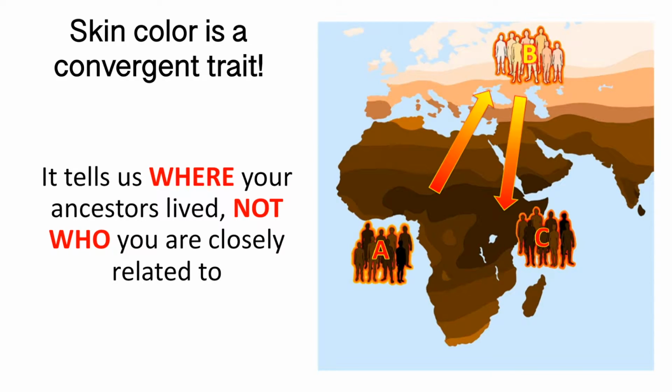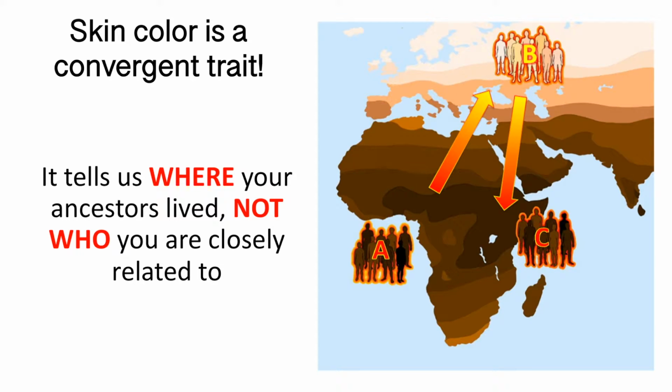So let's return to this idea of skin color being a convergent trait. Remember, a convergent trait is evidence of a similar environment rather than common ancestry. And what this really means is it tells us about where your ancestors lived and really not much about who you're most closely related to.